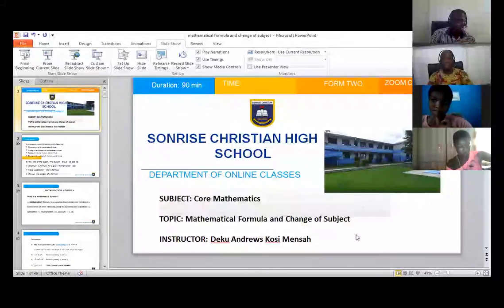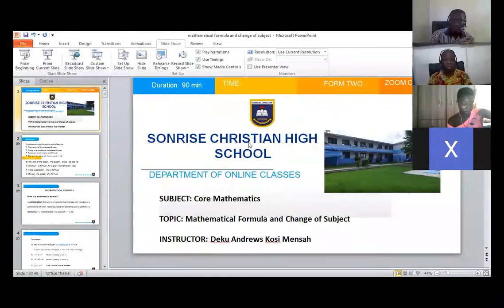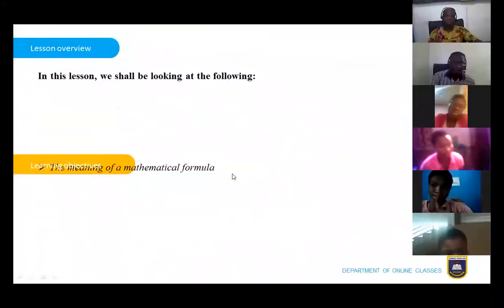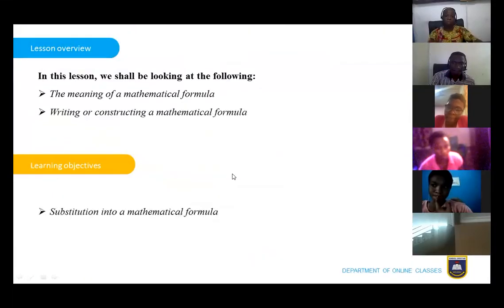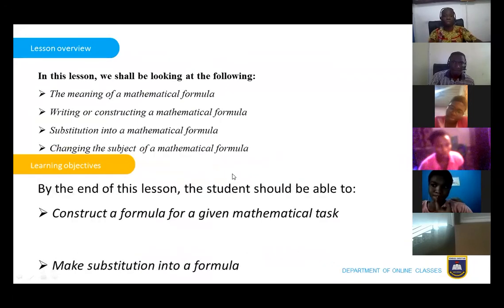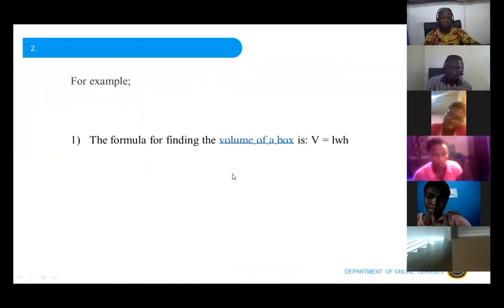All right, so like I said, it's a continuation from the previous lesson, mathematical formula and change of subject. So we solved several examples and we got to the substitution method. So we are going to take it right from the substitution method, then we move on to the next thing we have. Now, did any of you practice some similar examples?